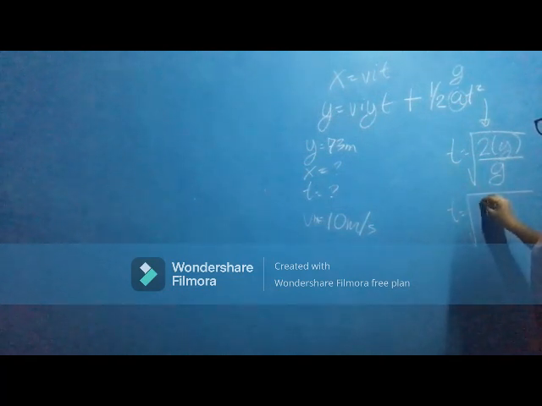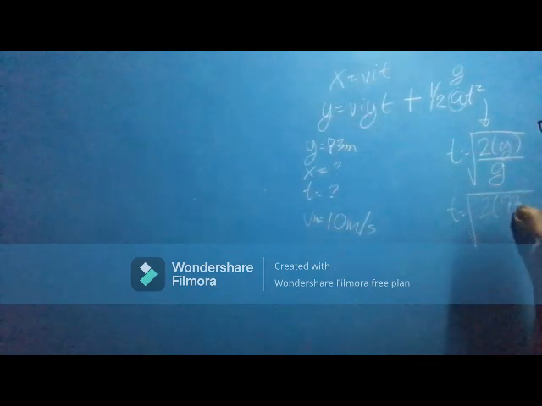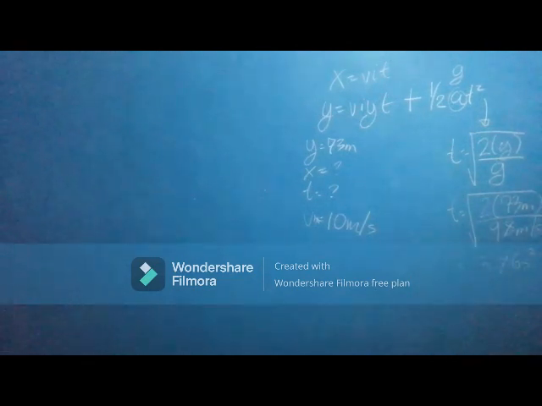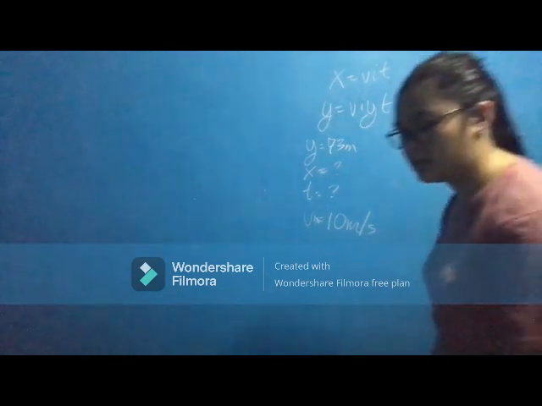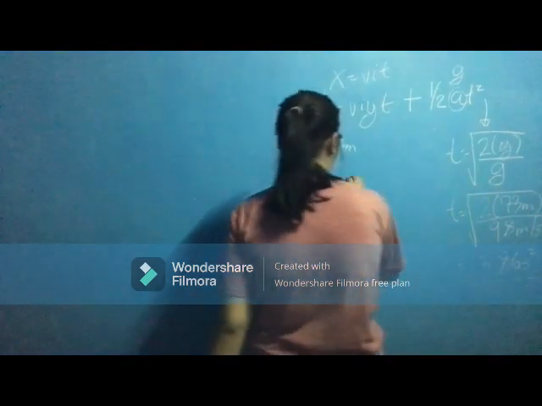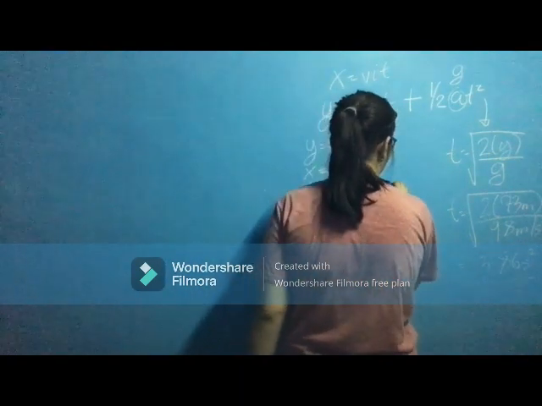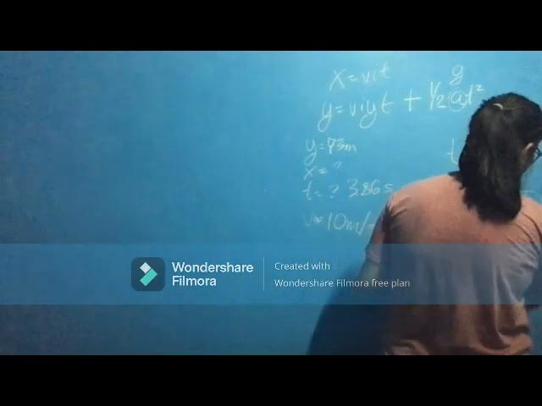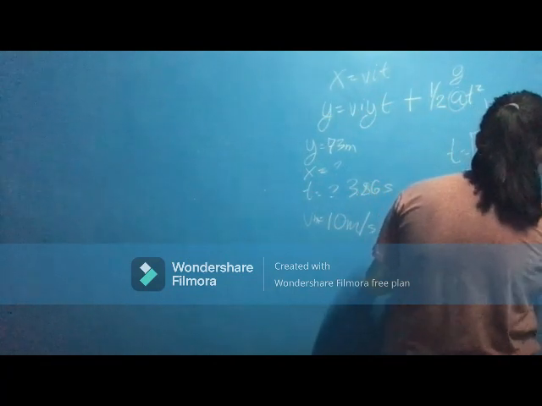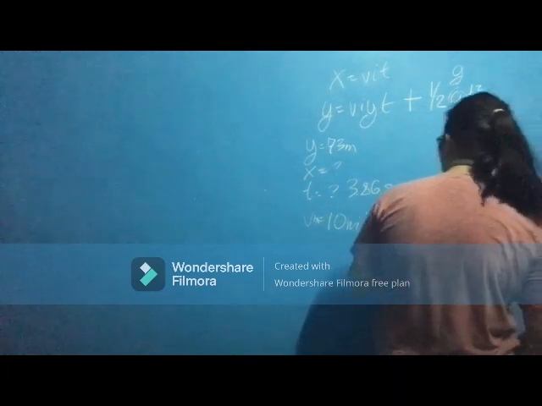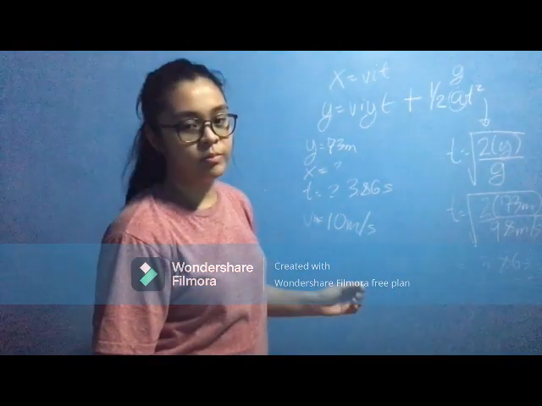So let's type it in on your calculator. 2 times the 73 meter over 9.8 meter per second squared, and our answer for that would be 3.86 seconds. This is our answer. That is the time, 3.86 second. There is no square there. I don't know why I put square there. And it's 3.86 second.